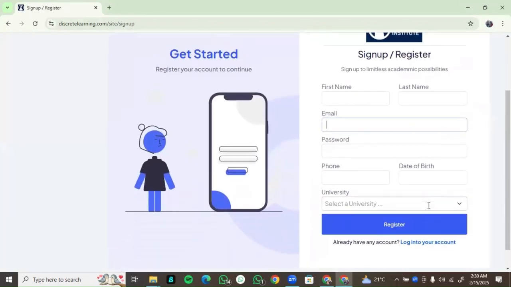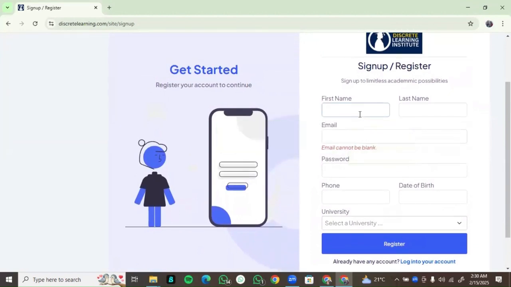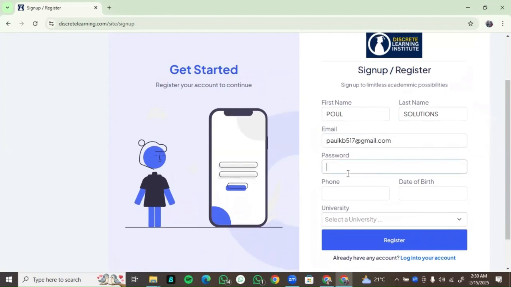So it's going to bring you to this page where you can fill in your details. You can write your names there. I'm going to say my name is Paul Solutions. And then here you put your email. You put your email there, and then there you put the password of your choice. So let me put my password there.